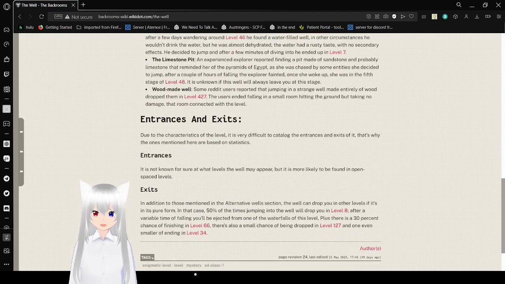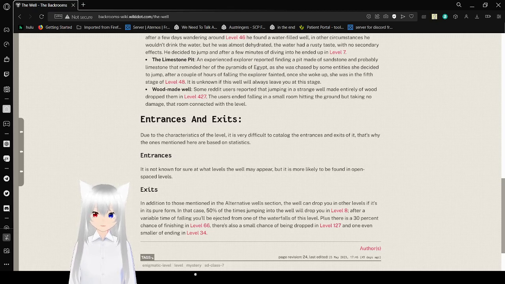The Limestone Pit. An experienced explorer reported finding a pit made of sandstone and probably limestone that reminded her of the pyramids of Egypt. As she was chased by some entities, she decided to jump. After a couple of hours of falling, the explorer fainted. When she woke up, she was in the fifth stage of level 48. It is unknown if this well will always leave you at this stage.